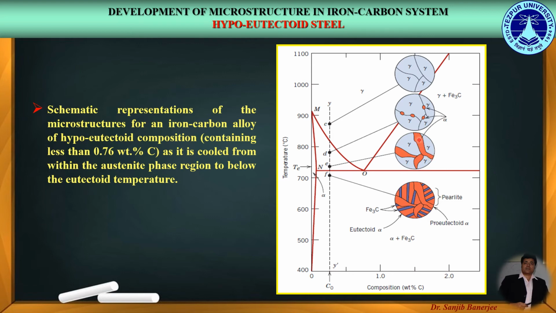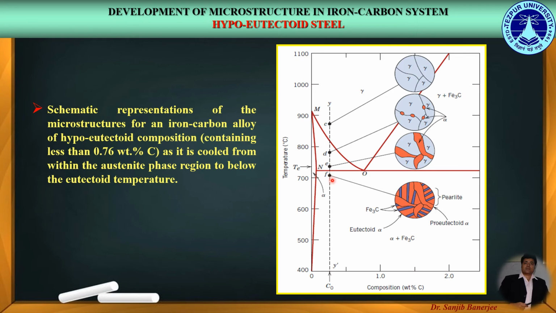So the amount of ferrite phase has increased within the grain boundaries of austenite. Now within this phase of alpha plus gamma, the amounts of these two phases, that is alpha and gamma, as well as the individual compositions of these two phases, are determined by the lever rule.